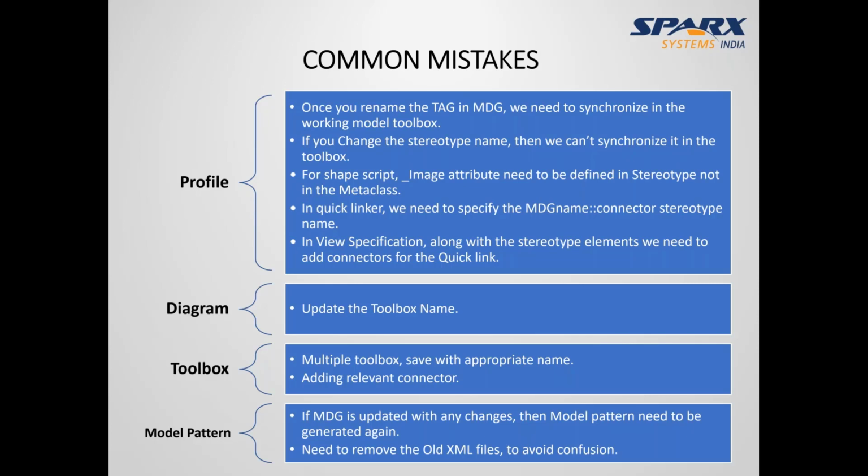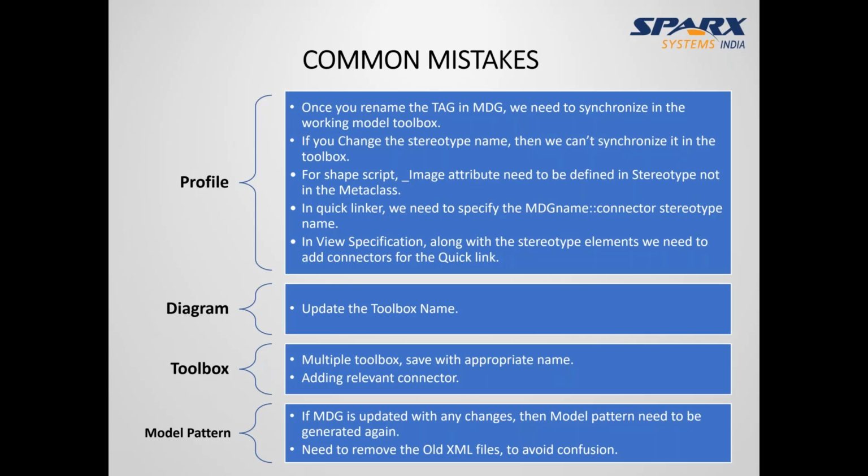And the next step is a quick linker. Say for example, when you assign in the stereotype connector or in the relationship, if you specify the connector name and it's not coming up, then what you need to do is you just need to give the fully qualified name, like the MDG name, colon, and the connector stereotype name. Okay, and the next point is a view specification. So that's what I said. In view specifications, when you go ahead and give the elements, you also need to give the connectors too. Only then the quick linkers will be working.